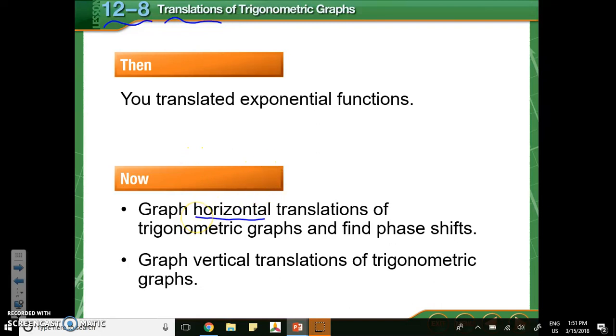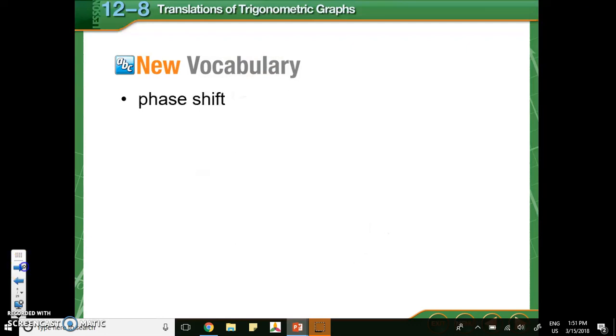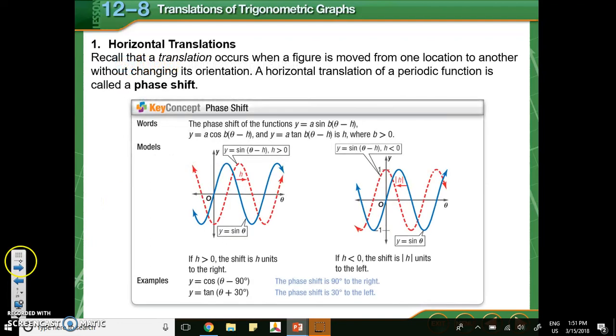So we're going to talk about horizontal translations, which are also called phase shifts, and vertical translations of trigonometric graphs. So the new vocabulary you should be on the lookout for is phase shift, vertical shift, and midline. So we're going to start by talking about horizontal translations.